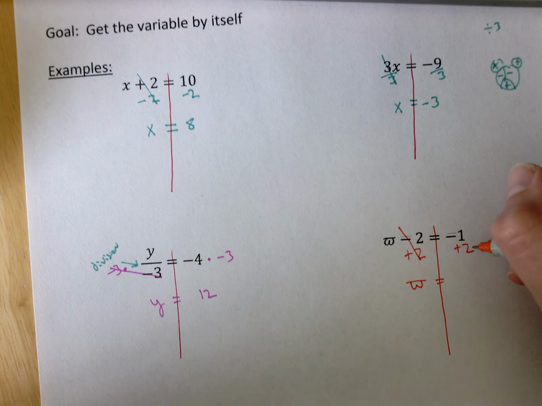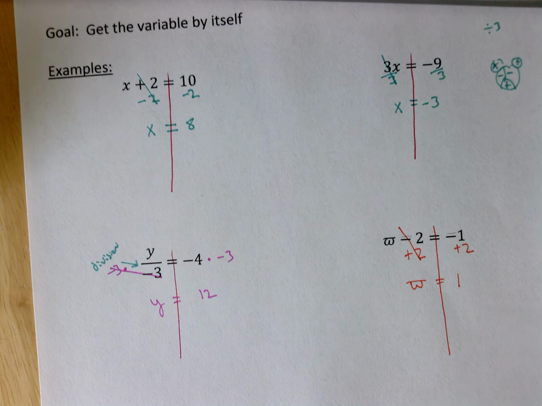And then -1 plus 2. Think about your fires and buckets of water. So I've got 1 fire and 2 buckets of water. Well, a bucket's going to put a fire out. I'm going to be left with 1 bucket of water. And that's it. That's my answer.